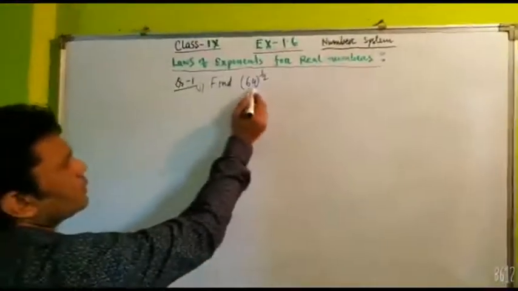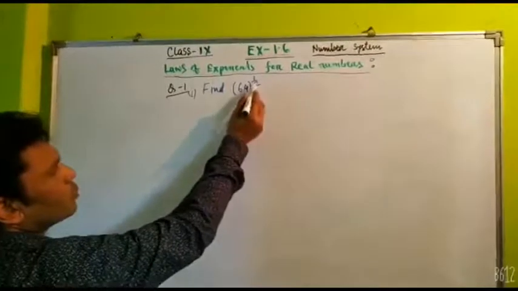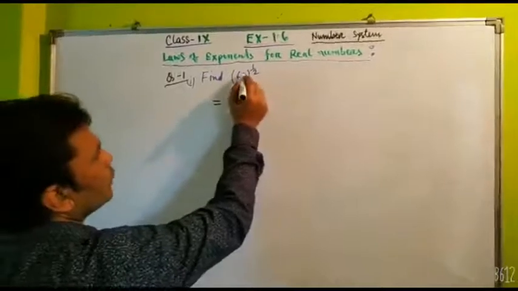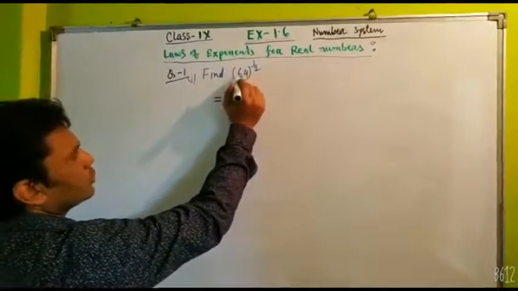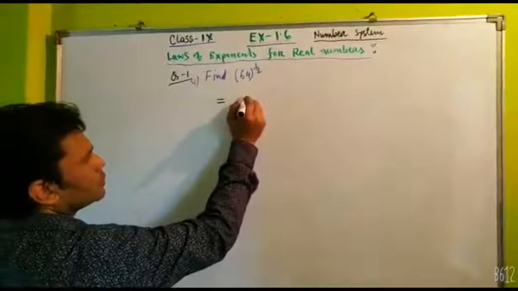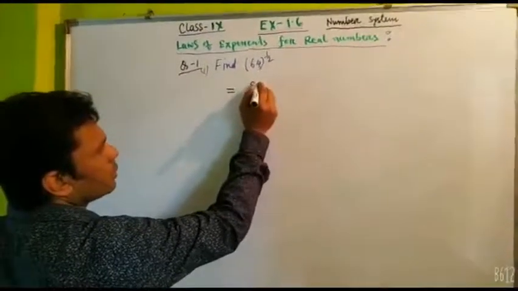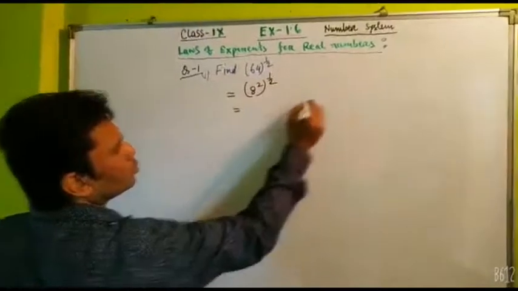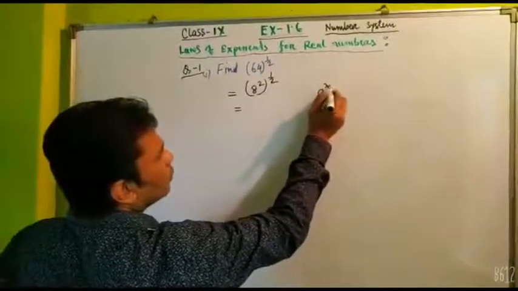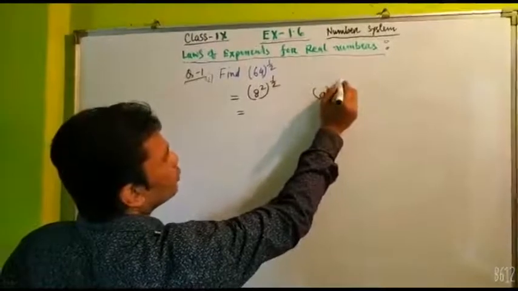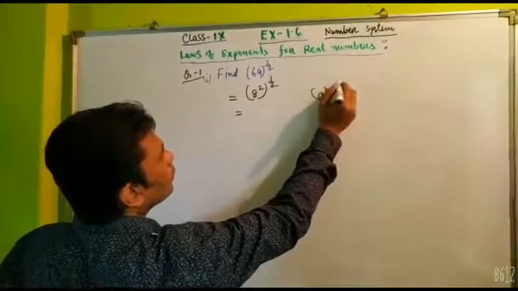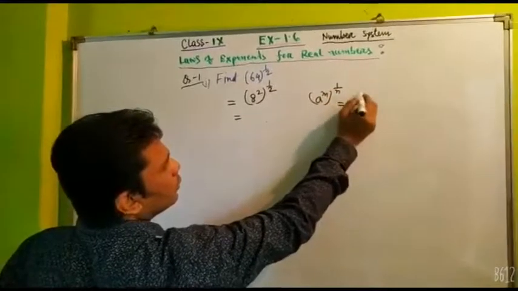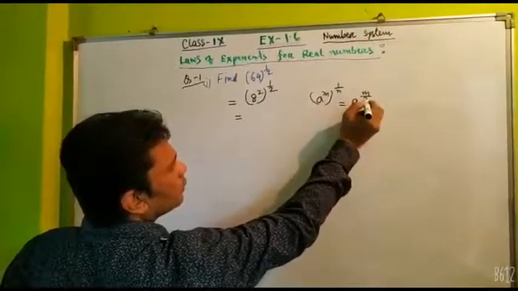Okay, this is exercise 1.6 of class 9, question number 1. Find 64 to the power 1 by 2. First of all we find the square of this one. 64 means (8 square) whole to the power 1 by 2. So we know (a to the power m) whole to the power 1 by n is equal to a to the power m by n.